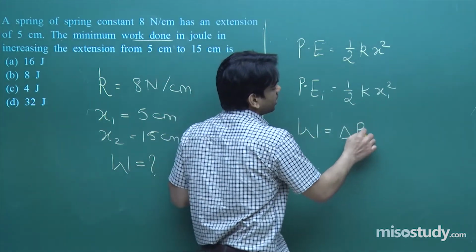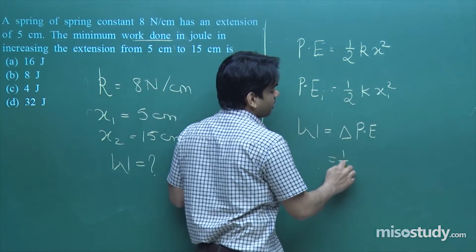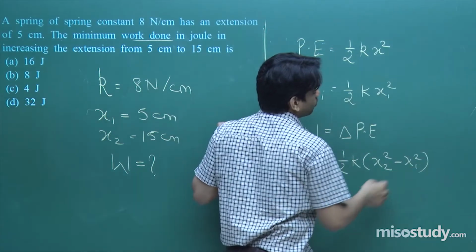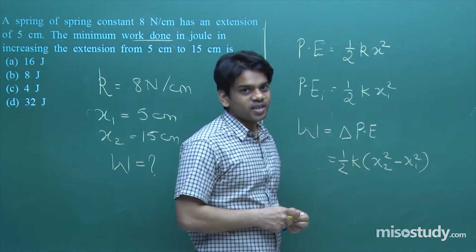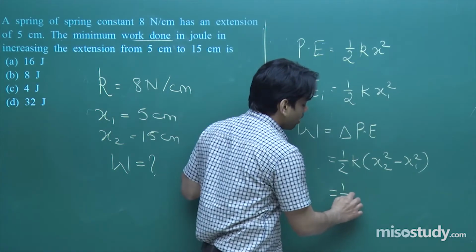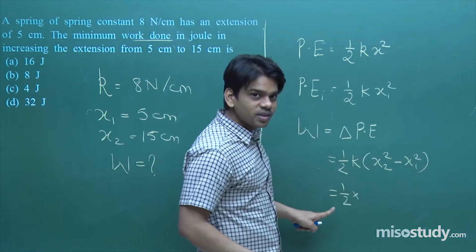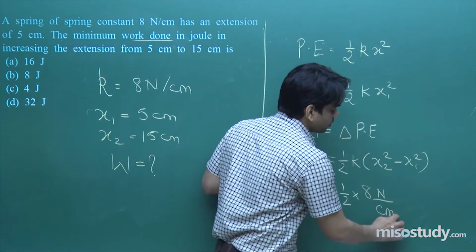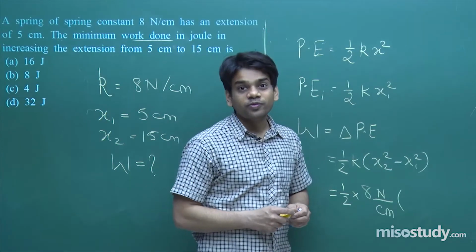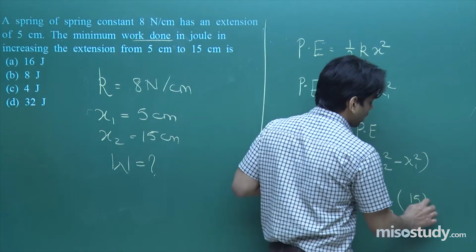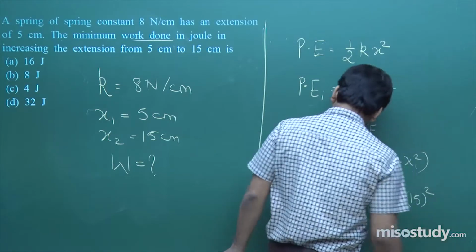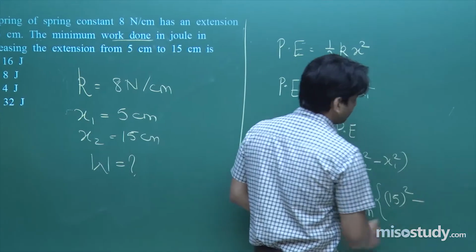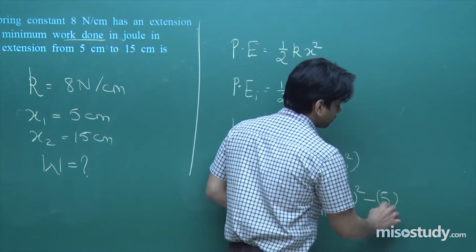It will be delta potential energy. It will be half k x2 square minus x1 square. This is what we need to apply. So half value of k is how much? It's given that 8 Newton per centimeter. So I'm using 8 Newton per centimeter. Now x2 is 15 centimeter. So 15 whole square, and let me use a larger bracket, 15 whole square minus x1 whole square, that is 5 whole square.